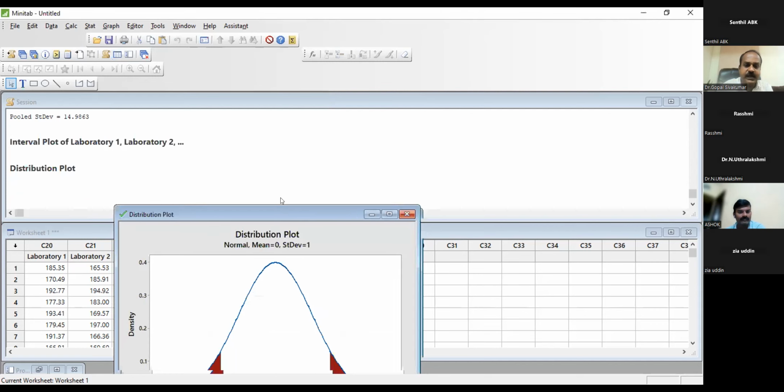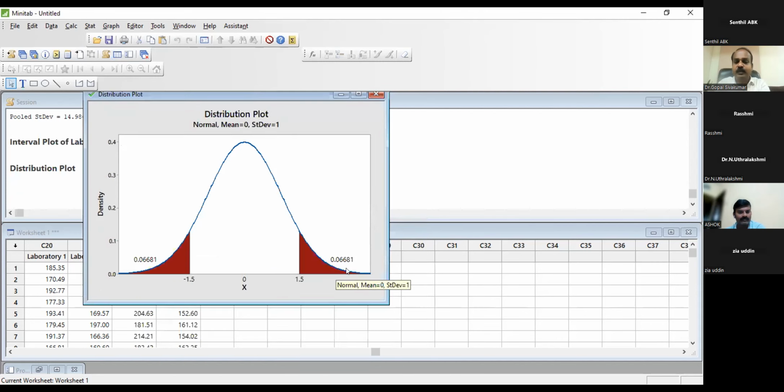Now, how much is the chance? Can you see here? 0.066. That means 6.6% chance is there for my characteristics to go beyond 1.5 standard deviation on the right side. Similarly, 6.6% on the left side. So what is the total percentage, total chance? 13.2.